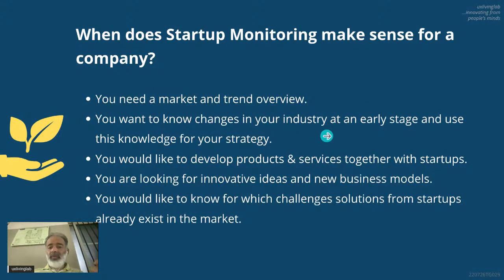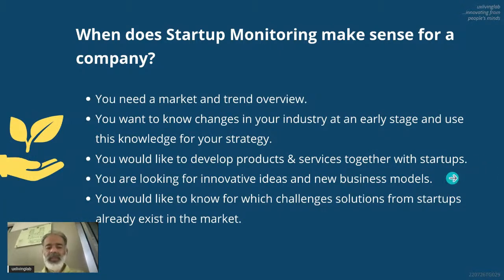So when you want to know the changes in your industry, because you may not know them if you are a traditional company, or have a long-standing business and are continuing it. So what is new coming in, you may not be aware of it. A better place is to look into startups and use that knowledge for your strategy. That makes sense. Then you would like to develop products and services together with startups. Some companies are joining with startups so they can develop new products and services with them.